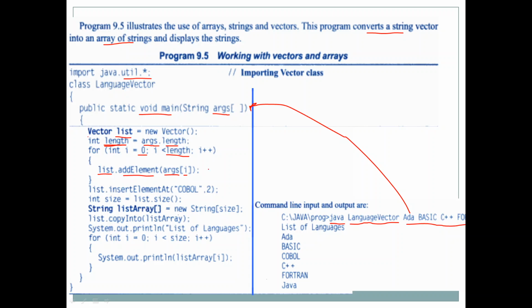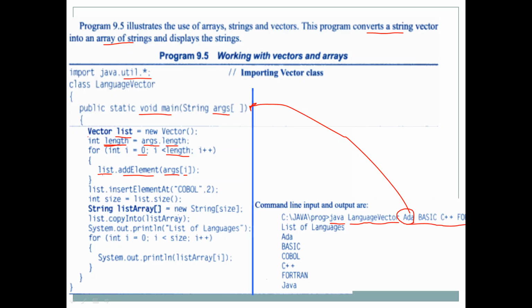Now what is the first value? If you look at these values which we have passed, the first value is Ada, and this Ada will be stored in the vector. The vector name is list, and this loop repeats, and every time it repeats, one element is added to the vector. First it will add Ada, then Basic, then C++, and so on. So all the elements are added to the list.